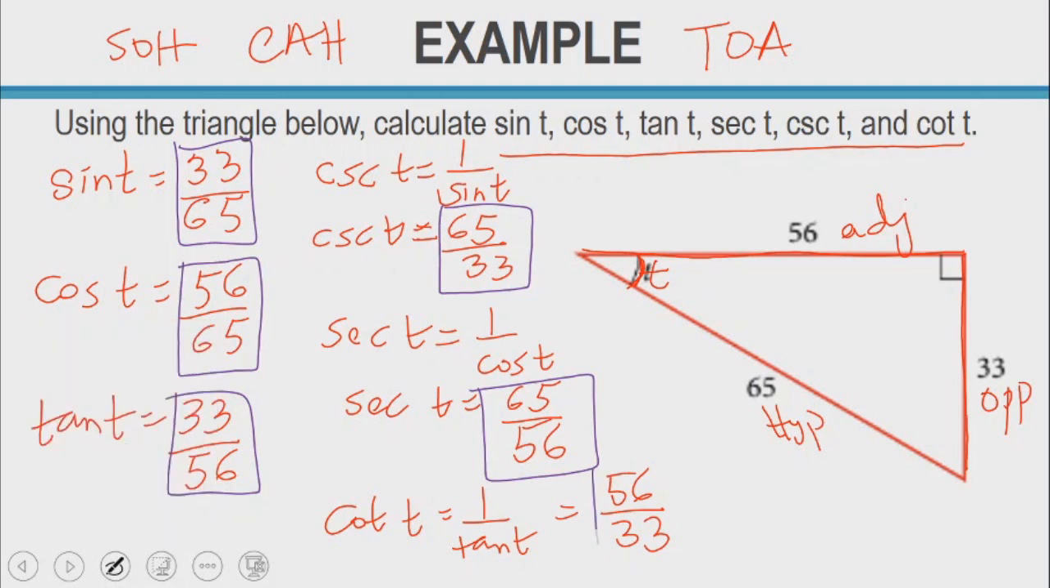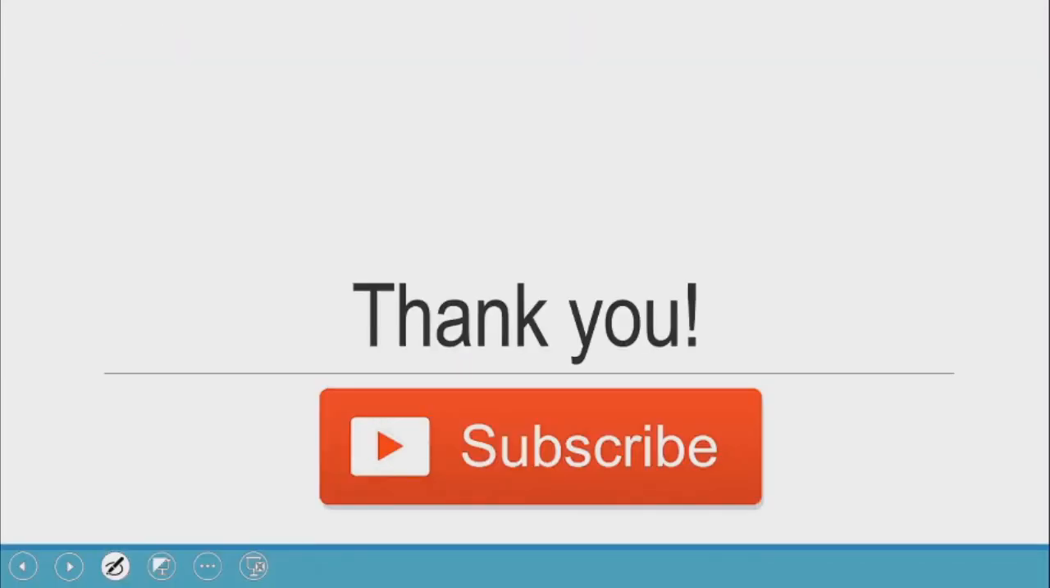So those are the basic trigonometric ratios using this particular right-angled triangle. That's the end of this lesson.